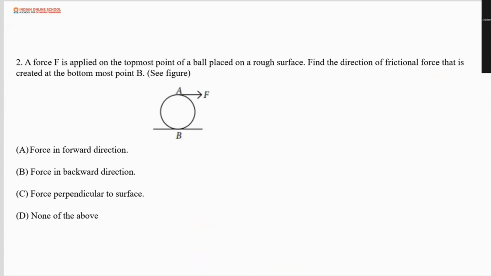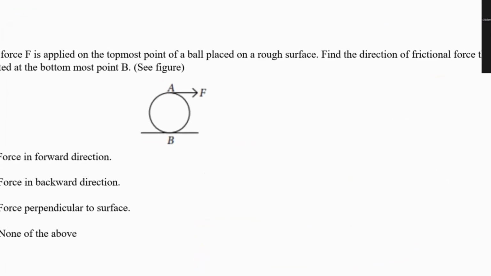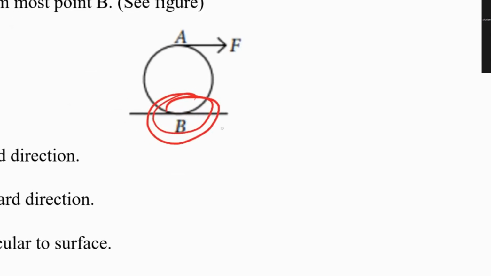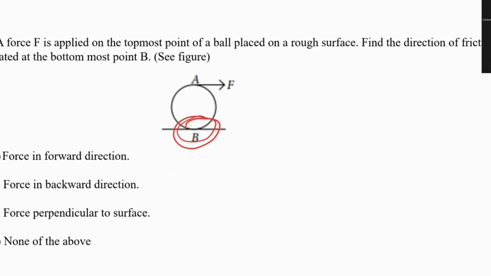Now coming to the question. A force F is applied on the topmost point of a ball placed on a rough surface. Find the direction of frictional force that is created at the bottommost point B. So here frictional force is acting at point B. Now tell me the direction of frictional force. What is your answer?